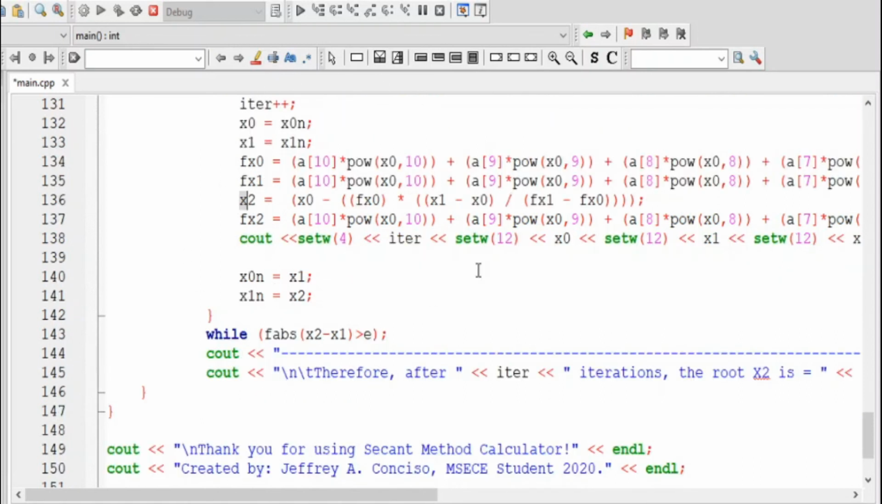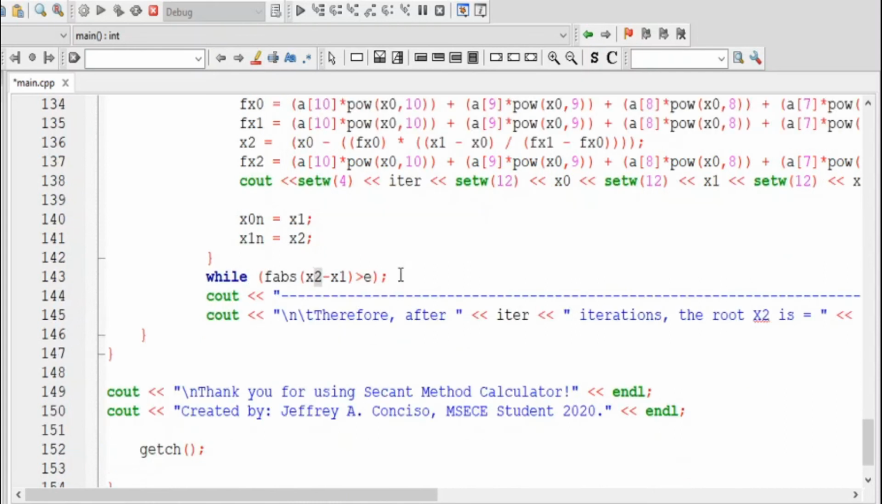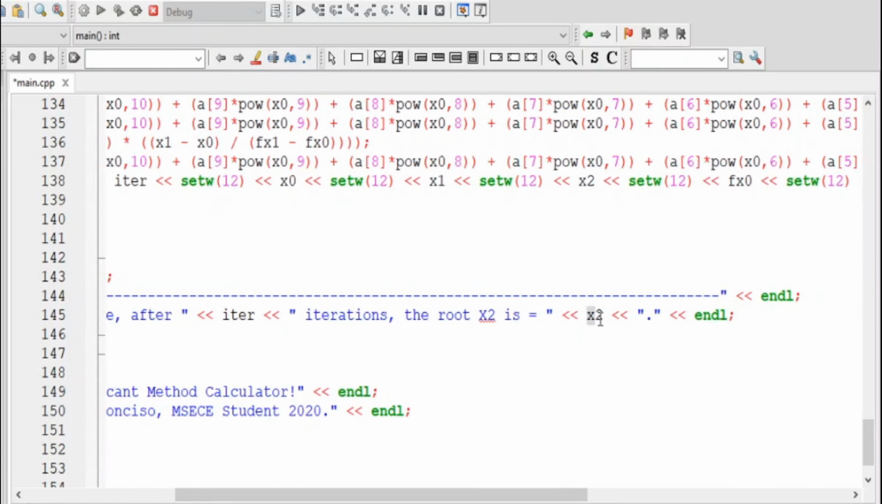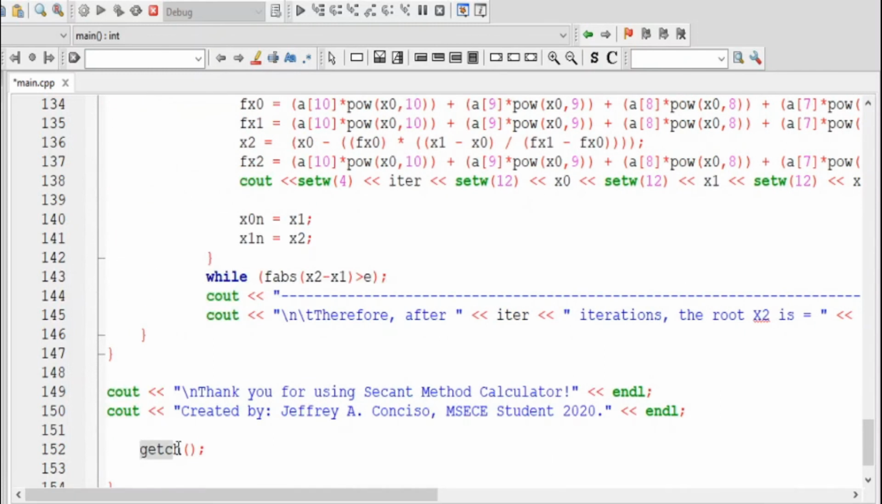We will perform this loop while the absolute value of x2 minus x1, the new value minus the old value, is greater than e. And if it is less than e, then we have the approximated root. We will print this line below the table, and then print "Therefore, after the number of iterations, the root x2 is equal to the last value of x2", and getch with open and close parentheses will hold the terminal until we press any key.